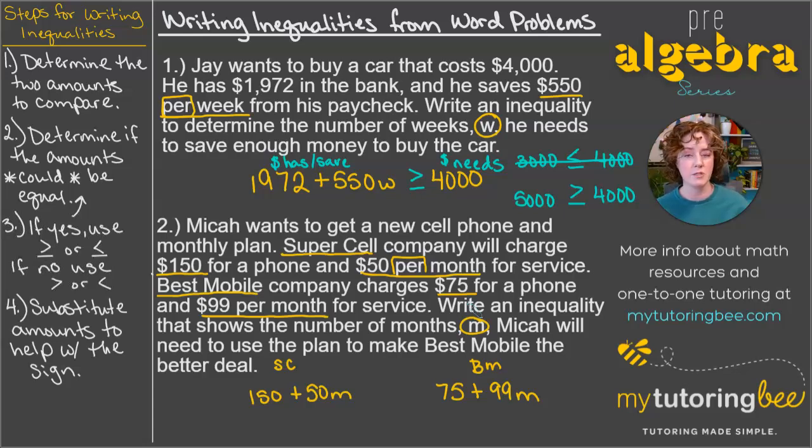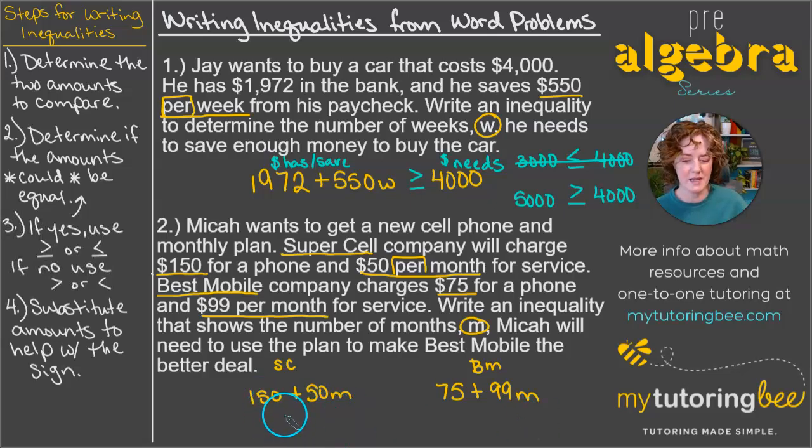They want Best Mobile to be the better deal, which means cheaper, right? Whenever we're paying for something, we want to pay less for it if we can. So if Best Mobile is the better deal, we want this amount to be lower than this amount. Let's say that Supercell turned out to be $500 and Best Mobile turned out to be $600. And that would be a less than symbol, right? But that doesn't make Best Mobile the better deal. You would be paying more for Best Mobile than you would for Supercell.